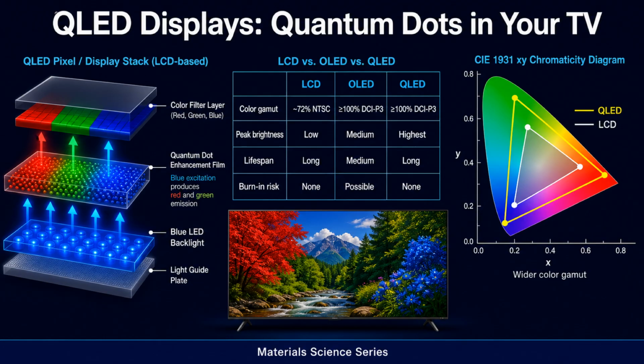Peak brightness on high-end panels reaches several thousand nits, crucial for high dynamic range content. Unlike OLED displays that can suffer burn-in from static images, QLED panels are far less prone to it because they are LCD-based, lit by a uniform backlight rather than by per-pixel emitters. Samsung, Sony, and other manufacturers have brought QLED TVs to market, and the technology continues to improve with electroluminescent QLED displays that emit light directly from quantum dots.